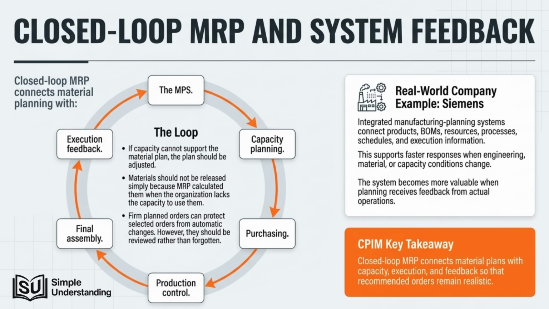Real-world company example: Siemens. Integrated manufacturing planning systems connect products, bills of materials, resources, processes, schedules, and execution information. This supports faster responses when engineering, material, or capacity conditions change. The system becomes more valuable when planning receives feedback from actual operations. CPIM key takeaway: closed-loop MRP connects material plans with capacity, execution, and feedback so that recommended orders remain realistic.